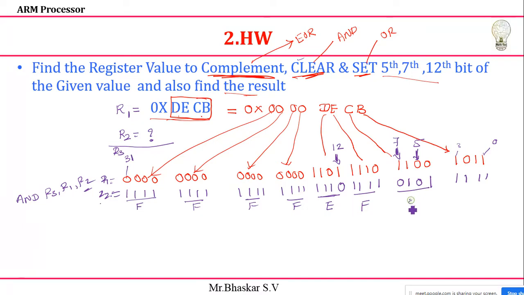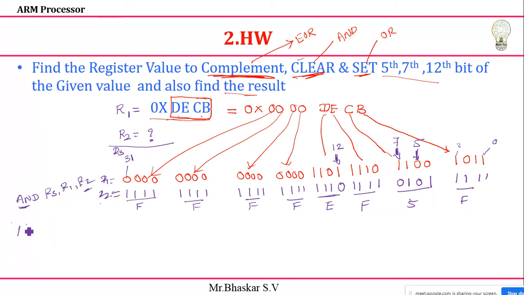101.5 F. Okay, this is the value I am getting. Once you get this register value, you need to clear the particular bits, so you need to mention which bits to clear. What is the value I need to AND it with? I'm going to use the AND operation instruction.